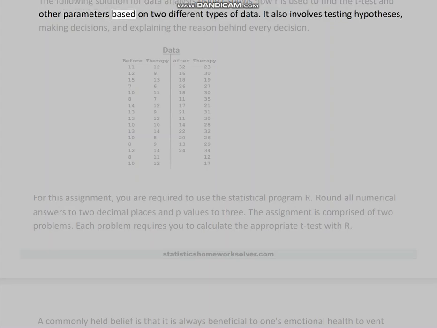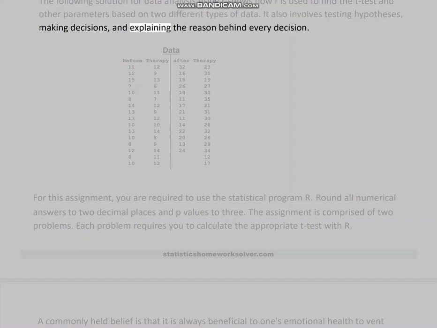The following solution for data analysis using R shows how R is used to find the t-test and other parameters based on two different types of data. It also involves testing hypotheses, making decisions, and explaining the reason behind every decision.